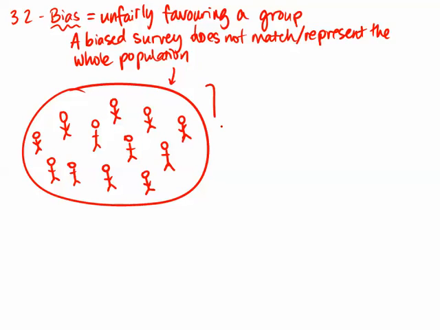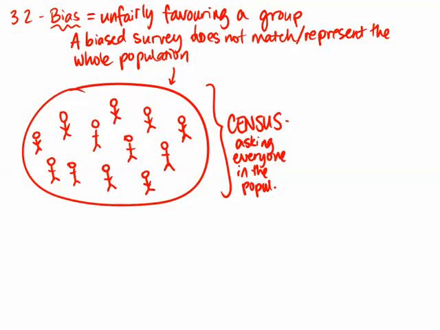And if I wanted to ask everyone, I would use a census. So census means asking everyone in the population. There are some reasons why we'd want to do the census: because we ask everyone, we get everyone's input, we'll get the exact answer that we want, and everyone will be represented. I won't have any bias. I won't have to worry about not including someone.